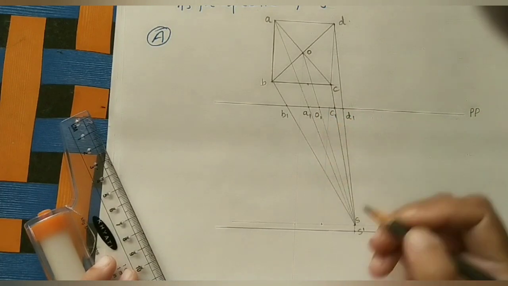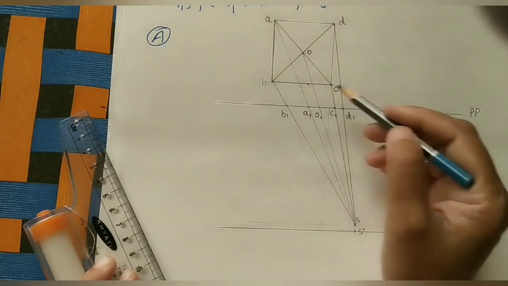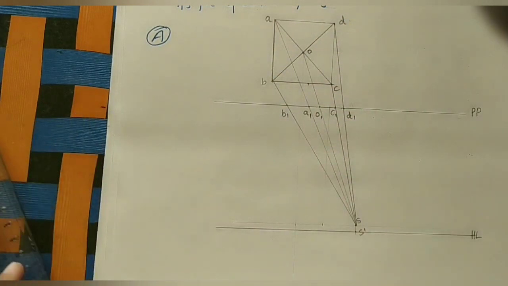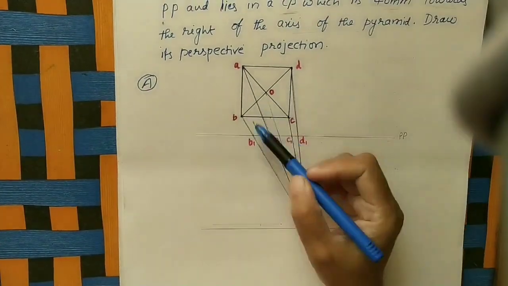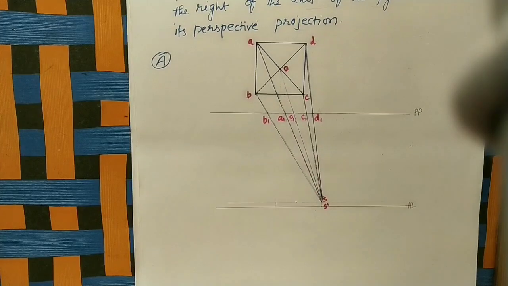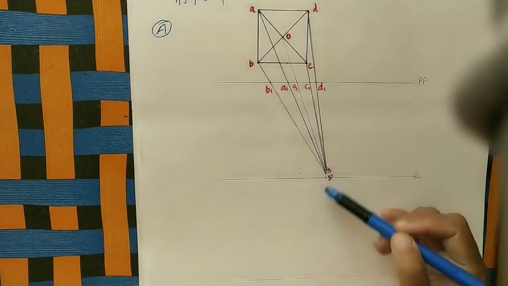Okay, after getting all these points, whatever original points are there, A, B, C, D, from these points just do the projector line up to the ground line. So here I did it with different colors for getting a clear view in the camera. Actually we had to do the entire diagram with pencil. Okay, after joining all these points, corner points and apex to the station point, this is the top view.